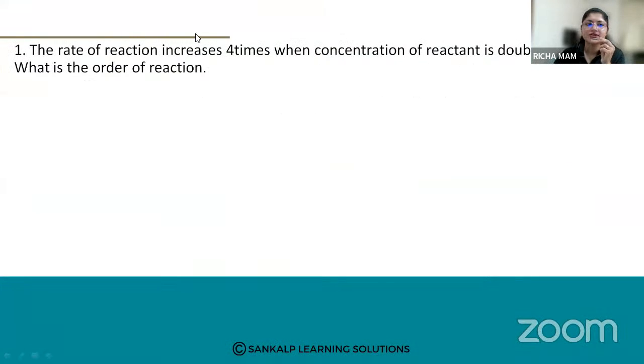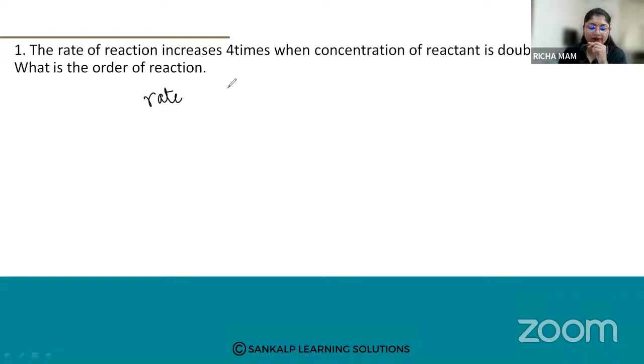Okay, let us solve this first one. The rate of reaction increases 4 times when the concentration of reactant is doubled. What is the order of reaction? So what is said? We know that rate is directly proportional to the reactant, right? So we have seen how the order of reaction depends upon the rate, right?